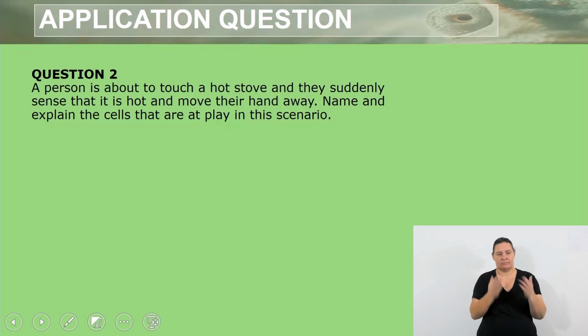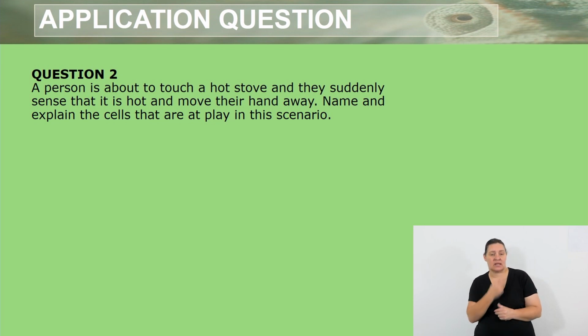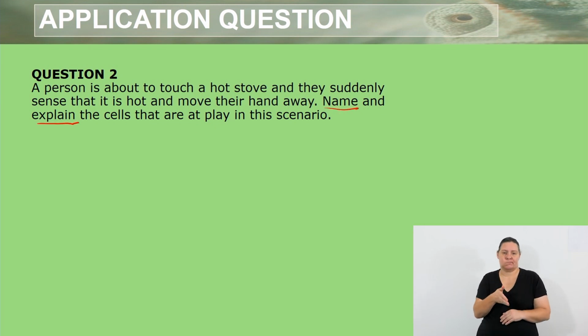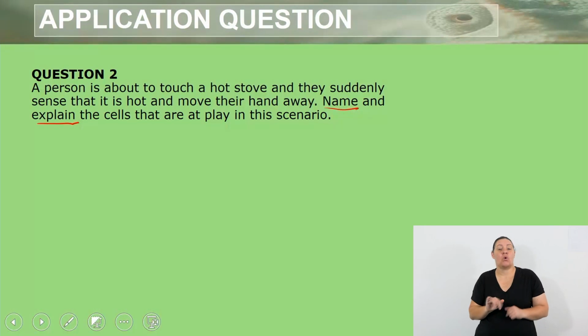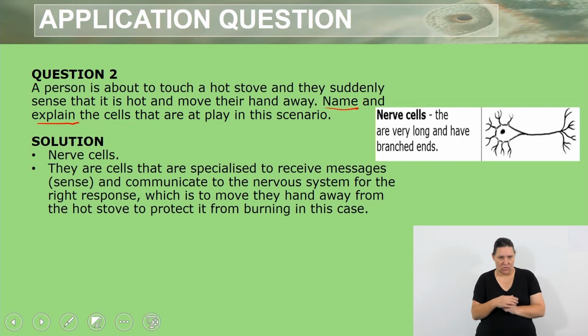Now we are going to move on to our second question. So our second question says, a person is about to touch a hot stove and suddenly they sense that it is hot and move their hand away. So here you need to name and explain, again, the cells that are at play in this scenario. So this person realizes that the stove is hot and they move their hand away. So which cells are responsible for this?